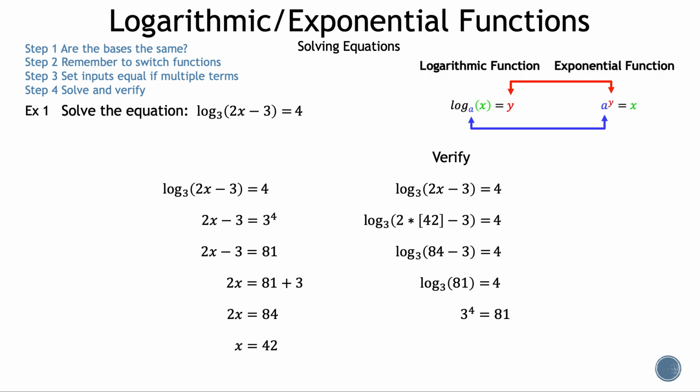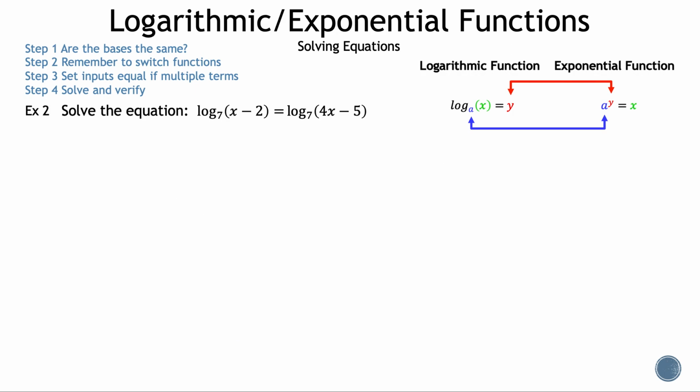Let's use the conversion chart to convert this logarithm to an exponential. So now we have 3 to the 4 is equal to 81. And 3 to the 4 is 81. So now we have 81 is equal to 81. Since that is true, our answer, x is equal to 42, works. And that is example 1. Let's move on to example 2.